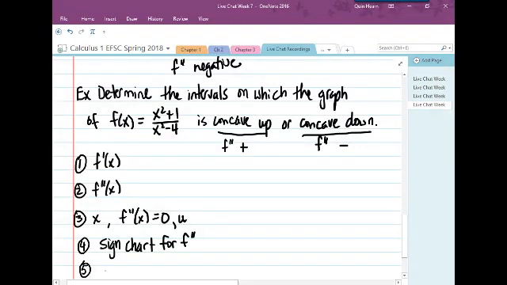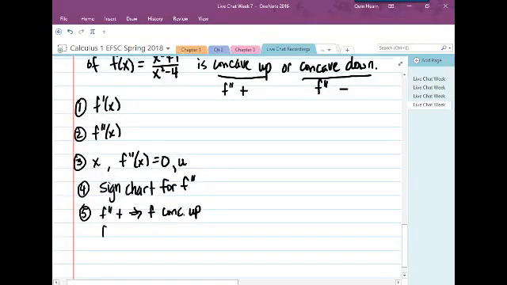So the answer to the question will be: when f double prime is positive, that means that f is concave up. And whenever we have an interval where f double prime is negative, that would mean that f is concave down. All right, so let's try and do this.